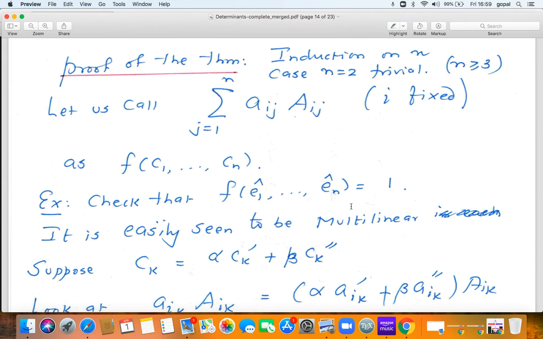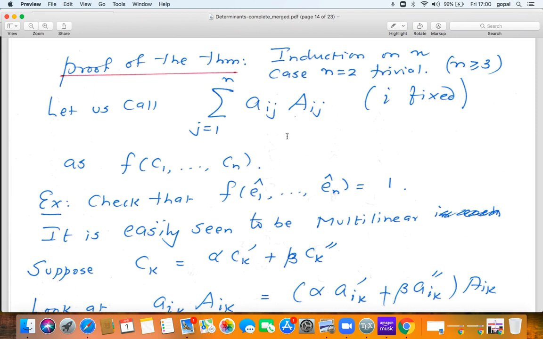Let us take some i fixed, and look at summation j from 1 to n of aij, capital Aij. Let us call this number f of C1, C2, ..., Cn, where C1, C2, ..., Cn are the columns of the matrix A. First of all, check that f of E1 cap, E2 cap, ..., En cap, if I do this expansion with the identity matrix, I'm going to get the number 1. That is left for you to check. Now it is very easy to see that this expression, summation j from 1 to n of aij, capital Aij, is multilinear.